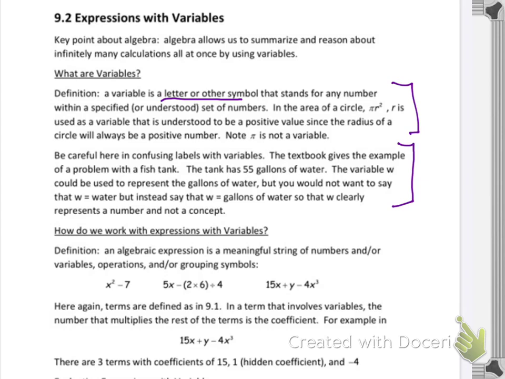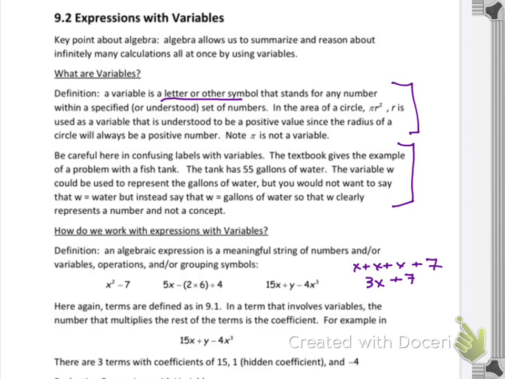So you can work with them in the following ways. An algebraic expression is a meaningful string of numbers and/or variables, operations, and/or grouping symbols. Okay, you've got all kinds of things going on here. Now, you can only group like things. So if you had, say, x plus x plus x plus 7, you could call that 3x plus 7, but you can't call that 10x. Okay, so be careful about that.